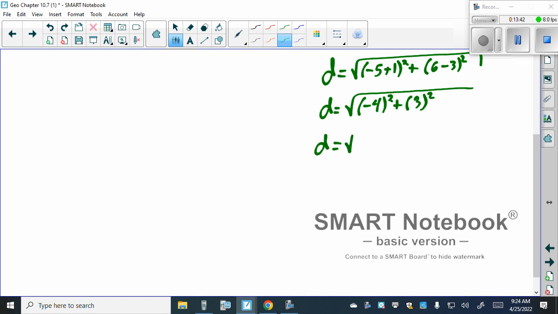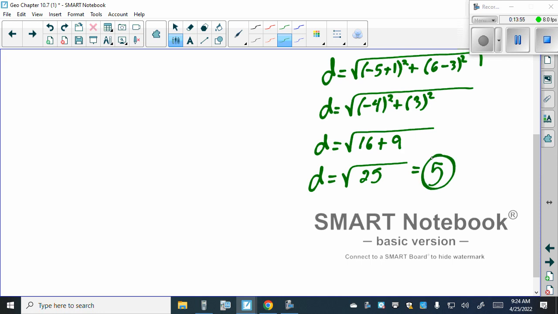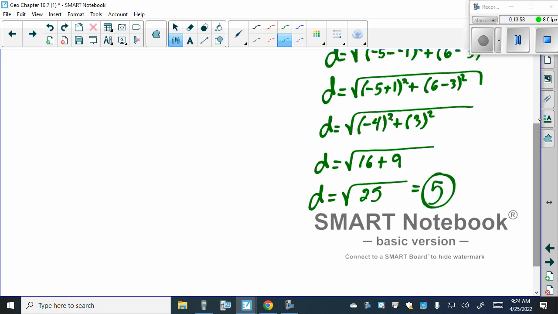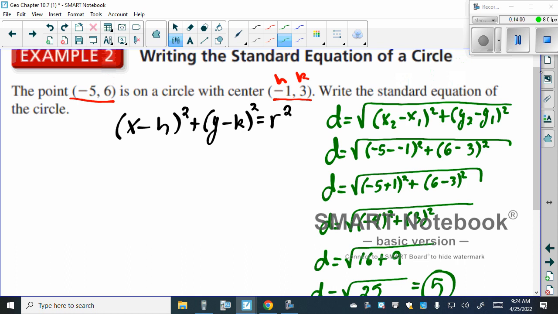Well, -4 squared is 16. 3 squared is 9. 16 plus 9 is? And the square root of 25 is 5. So our radius is 5. So now we have everything.